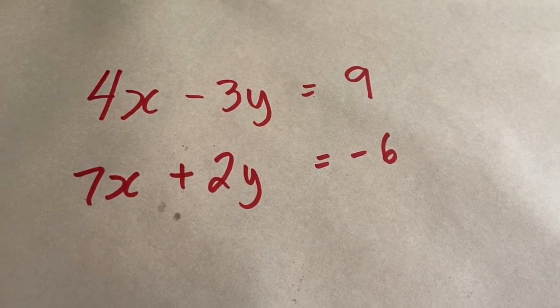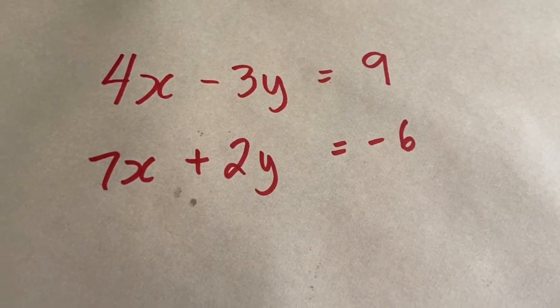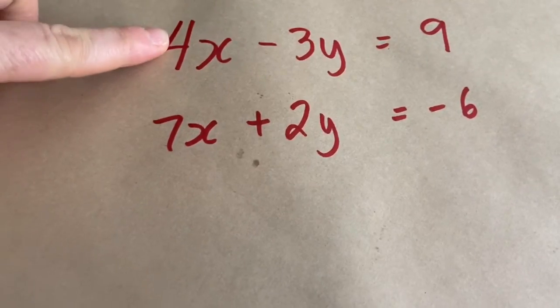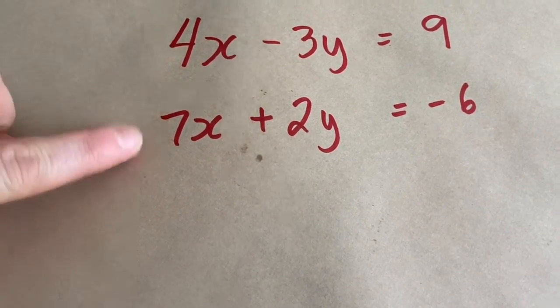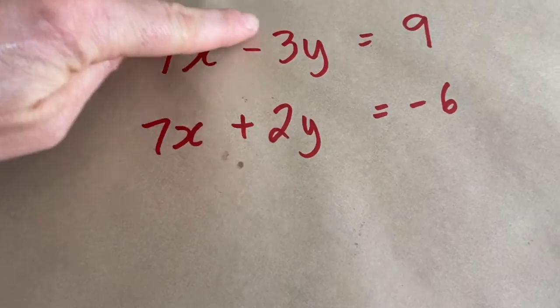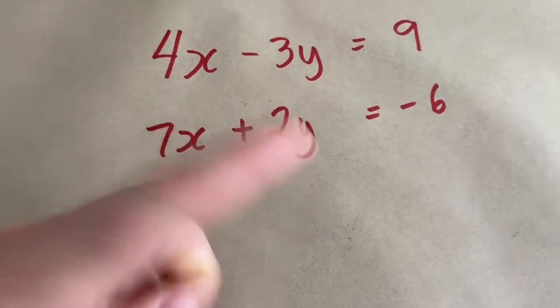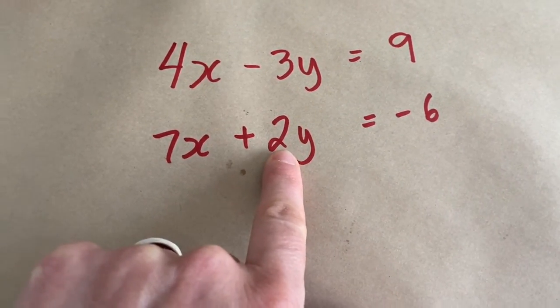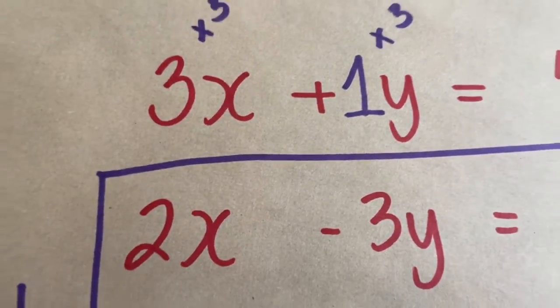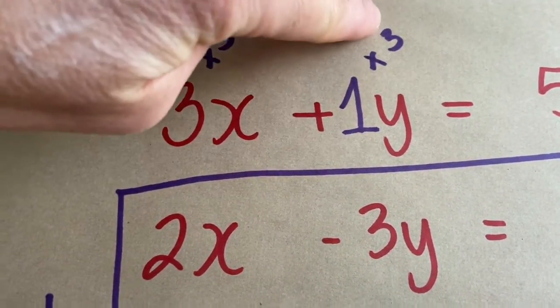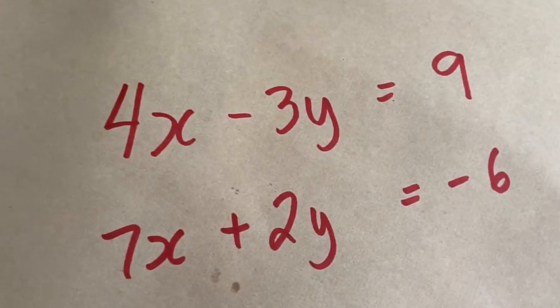So here's the question. Now, there seems to be a bit of a problem here because there's nothing I can multiply 4 by to get 7. And there's nothing I can multiply 3 by to get 2. Or there's nothing I can multiply 2 by to get 3. Over here, when we looked at the last example, I easily just multiplied 1 by 3 and I got 3. That worked. But that's not going to work in this situation.